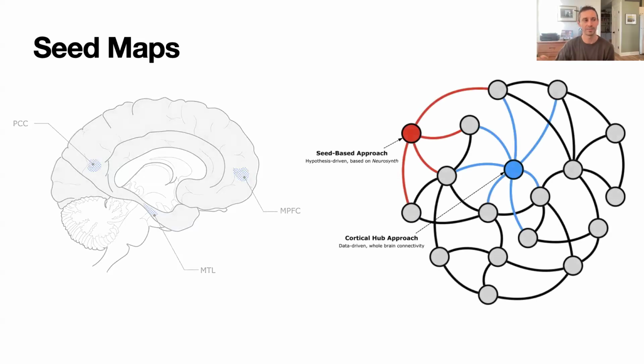And just to summarize this method in comparison to our weighted degree approach: in blue, we can think of that being the weighted degree approach, where it's purely data-driven, whole brain connectivity, and we're not setting any a priori hypotheses, we're just letting the data speak. Conversely, in the seed-based approach, we're specifying clusters of voxels that we think are related to autobiographical memory, and we're highlighting just differences in connectivity from those voxels to the rest of the brain.